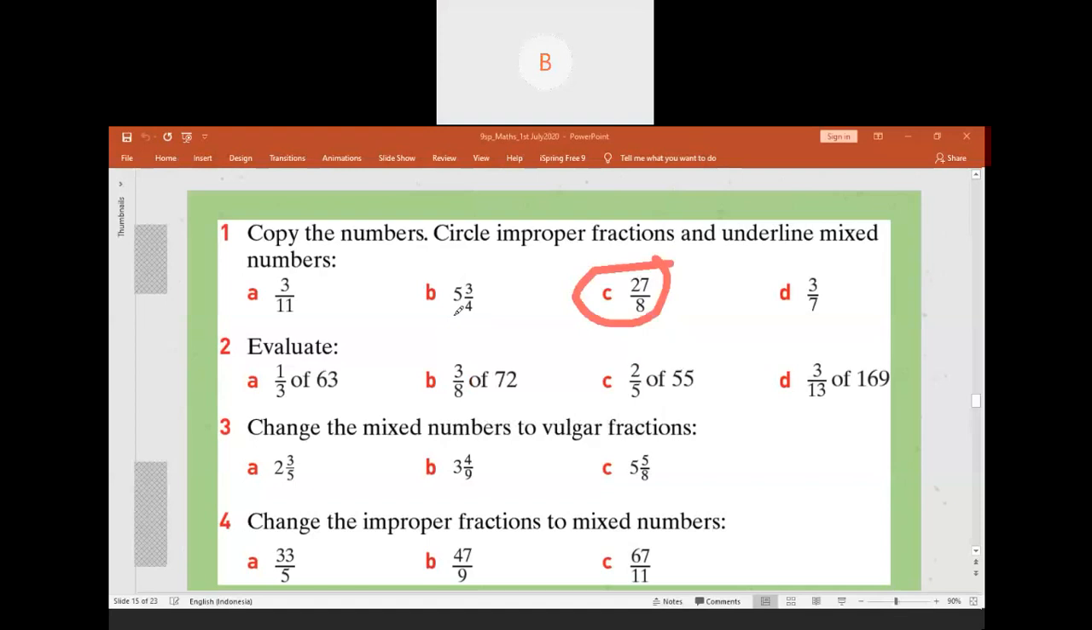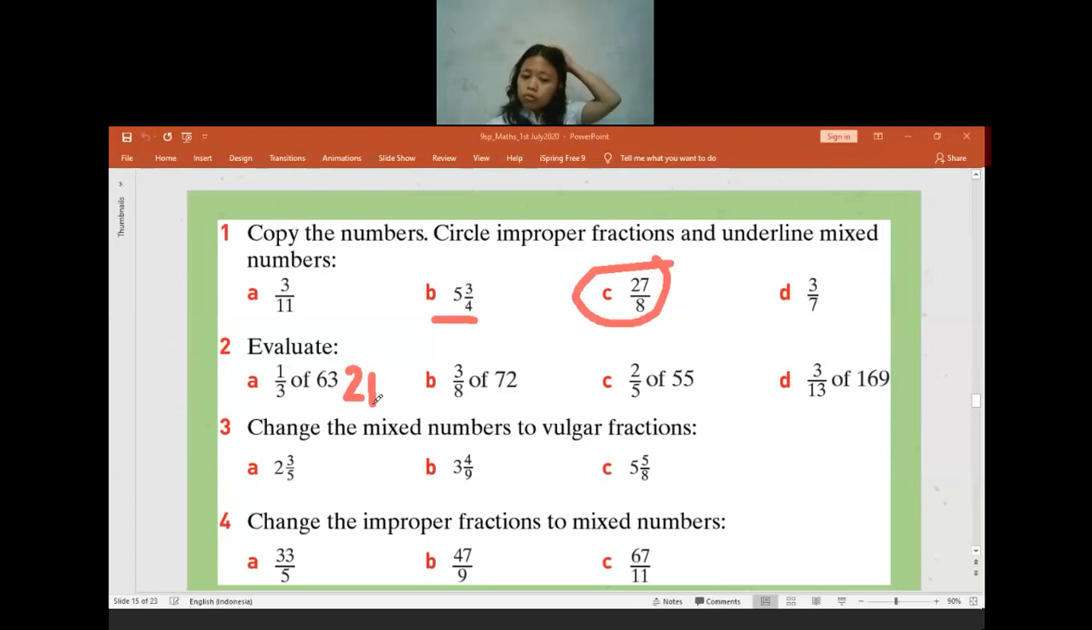For question 2, anyone want to help me find the answer? 1 per 3 of 63? Okay, thank you. It will be 21. What about 3 per 8 of 72? 27. Okay, good job. 2 per 5 of 55? 22. Okay, good job. What about 2 per 13 of 169? 26. Yeah, okay, good job.